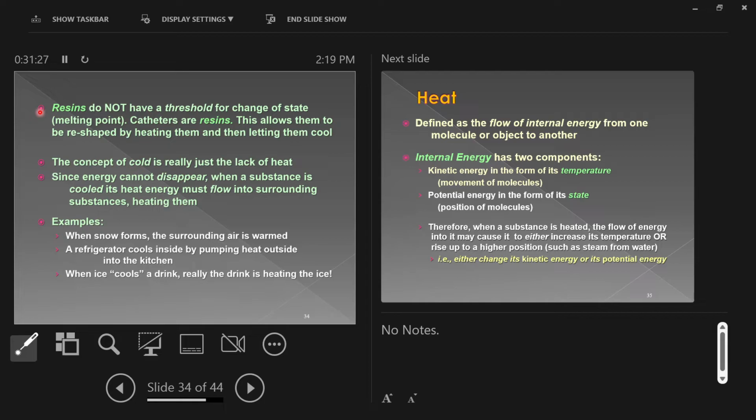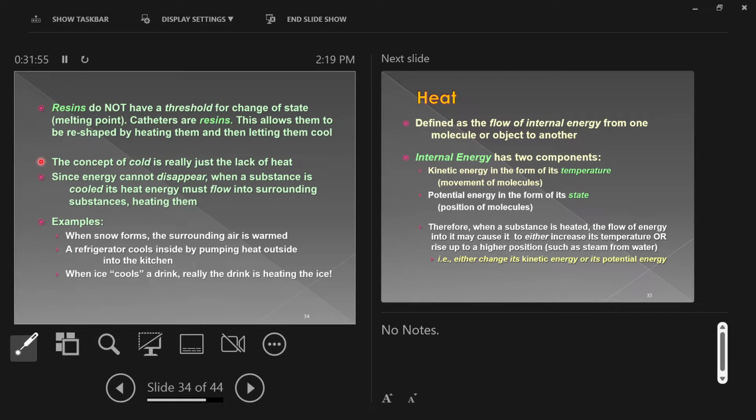Well, resins just gradually change as you increase their temperature. They go from being solid to being kind of bendy, to being a little bit more bendy, to being kind of liquidy, and there's no phase transition. They just sort of change state as it goes, okay? This allows resins to be reshaped by heating them and then letting them cool. That's why we can build things out of rubber and plastics. Plastics are another good example of resins.